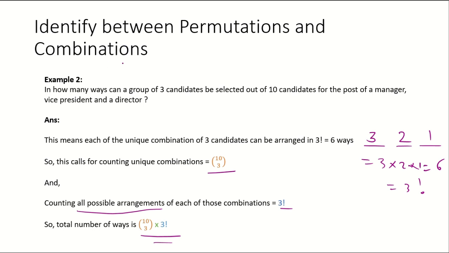So how we are identifying between permutations and combinations is understanding whether the question is asking for arrangement of the selected group of items. If that is the case, then we do it this way, or if the arrangement is not to be taken into account, then the answer would be only this 10C3.